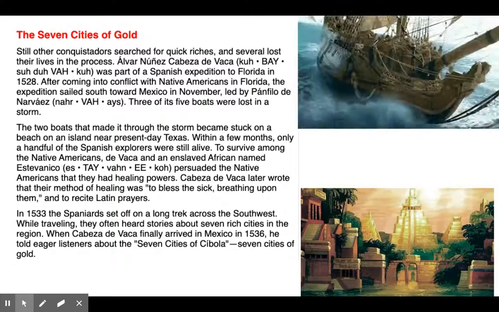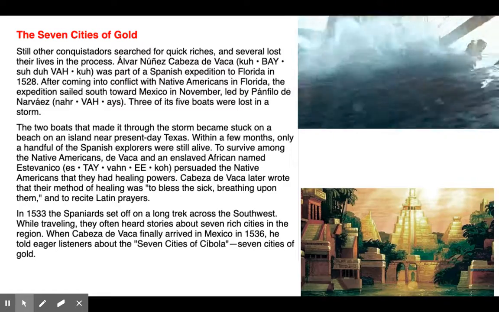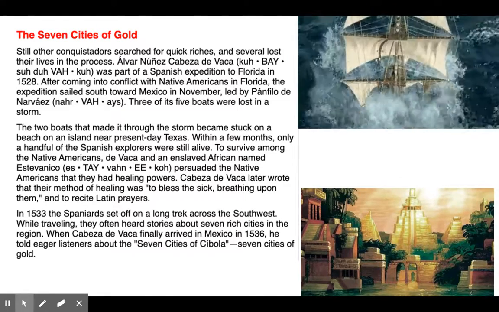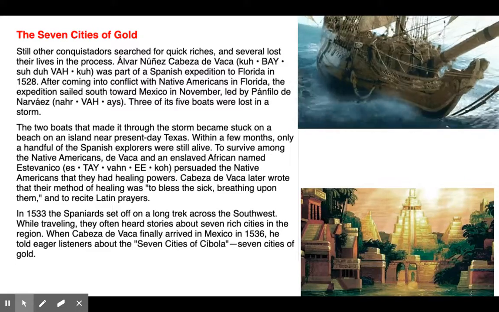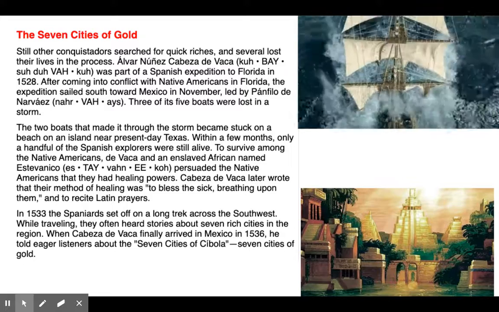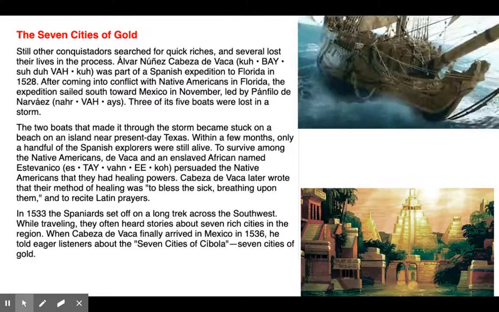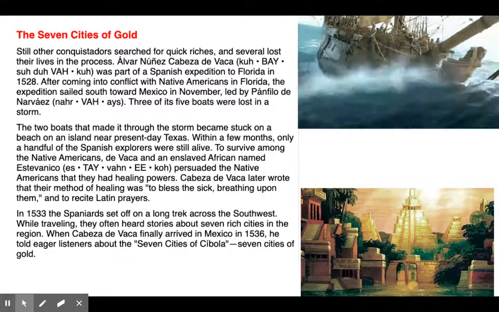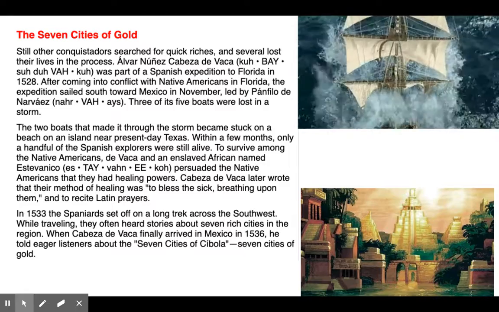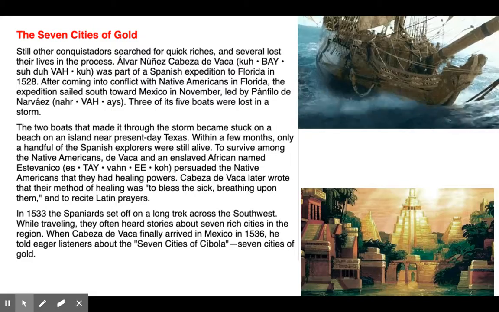The 2 boats that made it through the storm became stuck on a beach on an island near present-day Texas. Within a few months, only a handful of the Spanish explorers were still alive. To survive among the Native Americans, de Vaca and an enslaved African named Estevanico persuaded the Native Americans that they had healing powers. Cabeza de Vaca later wrote that their method of healing was to bless the sick, breathing upon them, and to recite Latin prayers. So basically, they tricked them into thinking that they were healers.